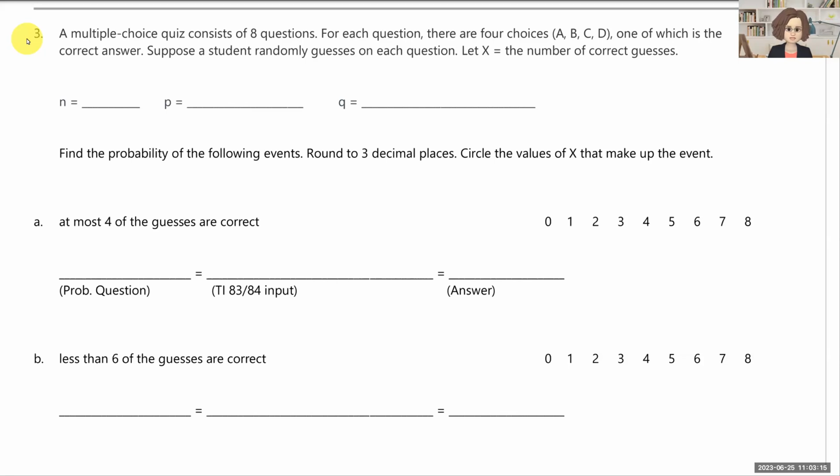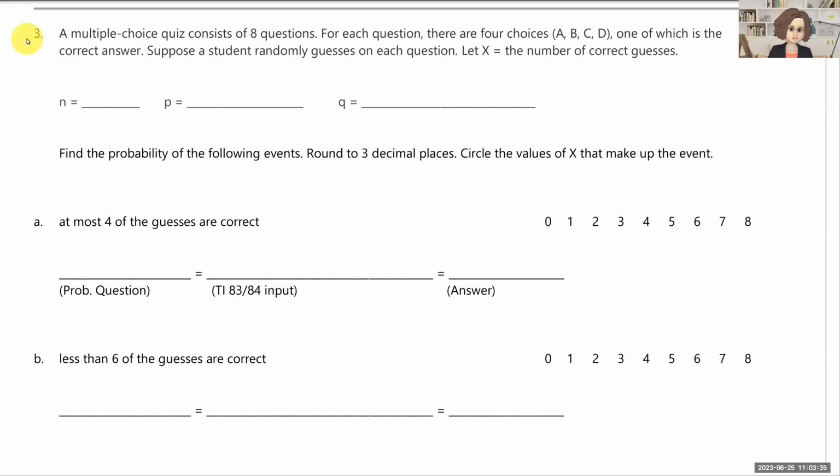A multiple choice quiz consists of 8 questions. For each question, there are 4 possible choices, A, B, C, D, one of which is the correct answer. So suppose a student randomly guesses on each question, and we'll let X equal the number of correct guesses.